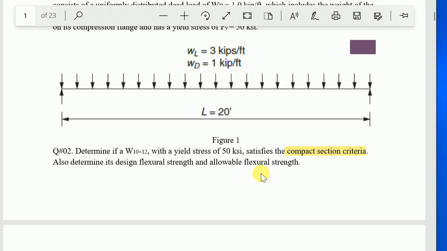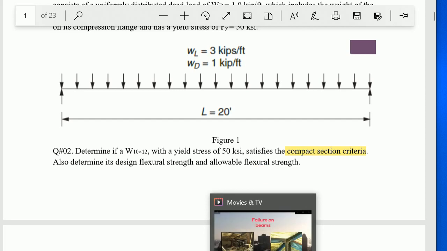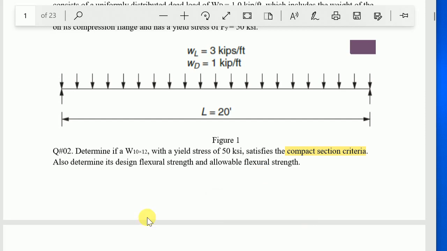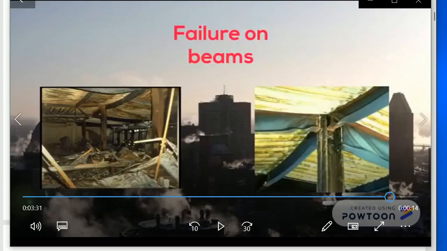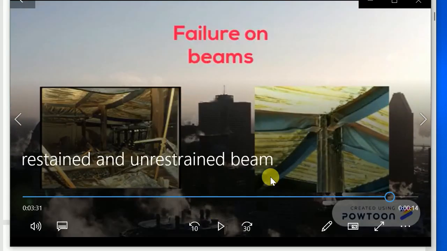Now, what is a compact section criteria? What is a compact section, non-compact section, and slender section? So, turning toward this basic concept, I want to show you some interesting material. Let us discuss some basics. Clear? Watch this video.